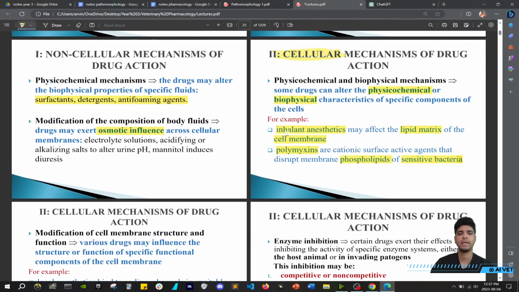Okay, so what are they saying? Let's start with the example that's much more fun and somewhat practical. If you take inhaling anesthetic, what it does is it affects the lipid matrix that are present in the cell membrane. Polymyxins are cationic surface active reagents that disturb the phospholipids of sensitive bacteria. So polymyxins can be used to kill bacteria that are made of phospholipids that are sensitive to the polymyxins, basically.